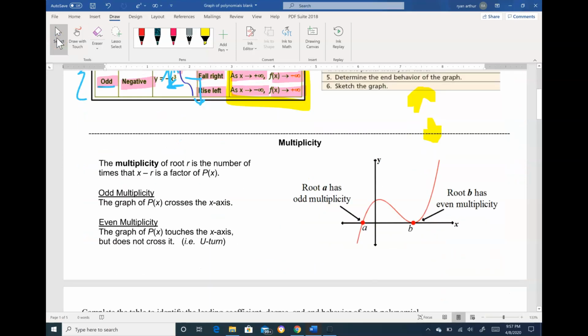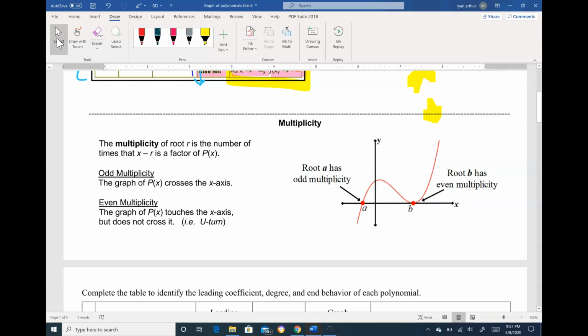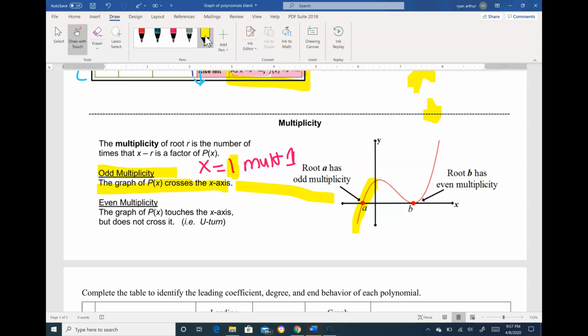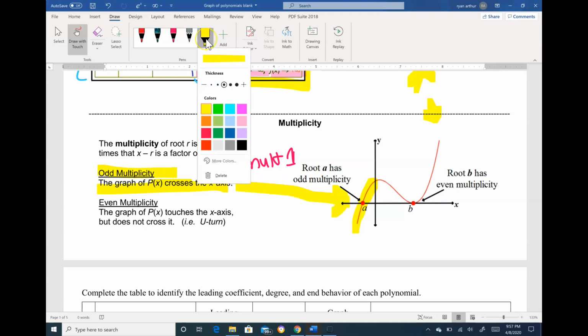All right, now we've talked about multiplicity, but I want to talk about what that multiplicity means for the graph, okay? So if you have an odd multiplicity, so if you have x equals 1 with a multiplicity of 1, then that means at 1, my graph will cross the x-axis. So see how it's crossing right here? It's like crossing the street, okay? So when I see a graph cross through the x-axis, then I know that is an odd multiplicity, okay?